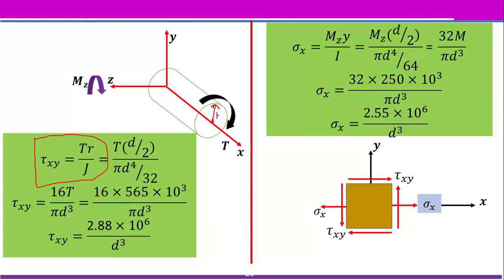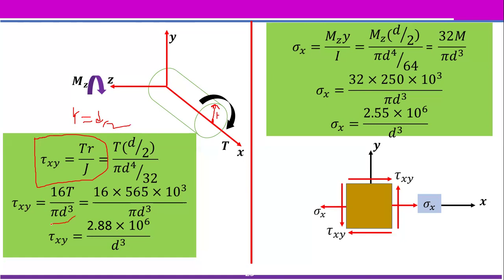Don't forget, our design is always based on maximum shear stress or maximum stresses. So this shear stress is going to be maximum when r is maximum. r is maximum when it is equal to d over 2. So we substitute d over 2 for r, and J is the polar moment of inertia for round sections, given by pi d raised to 4 over 32. If you substitute and simplify the expression, you will end up with shear stress equal to 16T divided by pi d cubed.